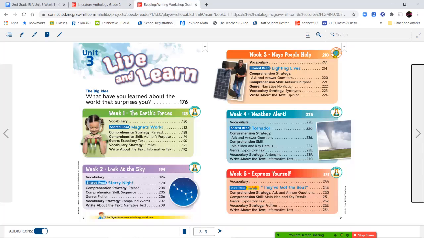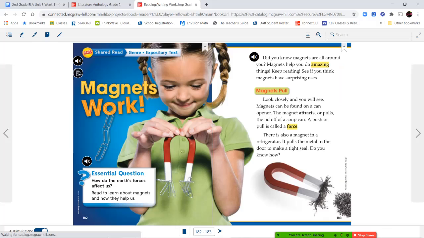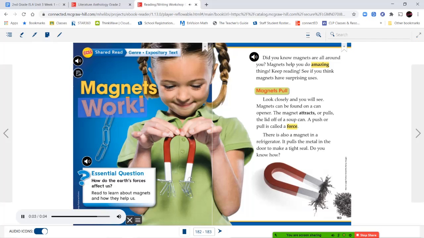Now let's get into your Readers and Writers workshop, and we're going to go into Unit 3, Week 1. Our big idea question for this week is, what have you learned about the world that surprises you? So the story that we're going to be reading here is also an expository text, and we're going to be reading about how magnets work. Genre: expository text. Magnets work.